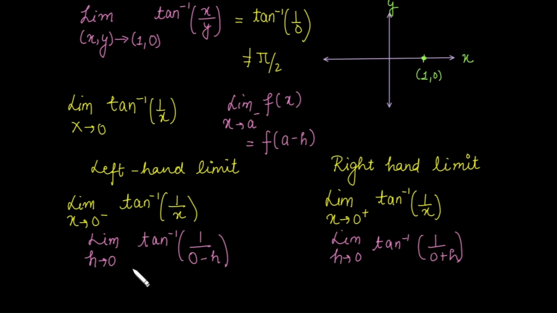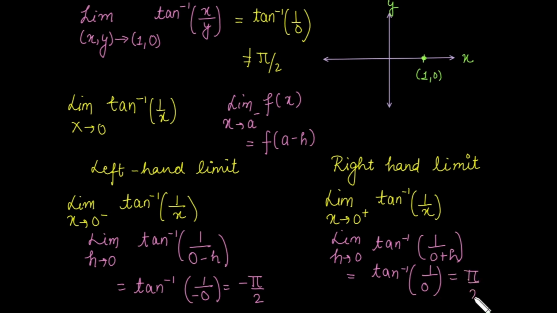In this case, when you put h equal to 0, we get tan inverse 1 by minus 0, that is equal to tan inverse minus infinity, that is equal to minus pi by 2. It means this function is approaching minus pi by 2 as x approaches 0 from the negative side. Whereas in this case, when you put h equal to 0, we have tan inverse 1 by 0, that is equal to tan inverse infinity. This function is approaching pi by 2. In the right hand side limit, we get pi by 2 as x approaches 0 from the positive side. Limits are not equal. Therefore, we conclude that the limit does not exist in a one-dimensional variable.